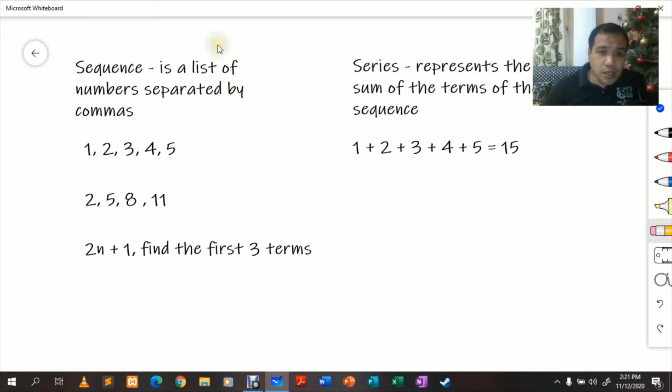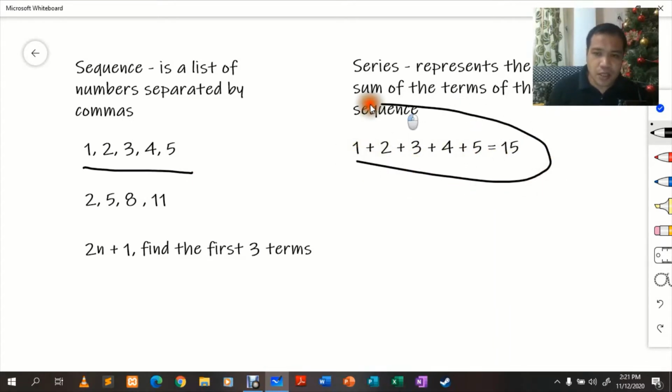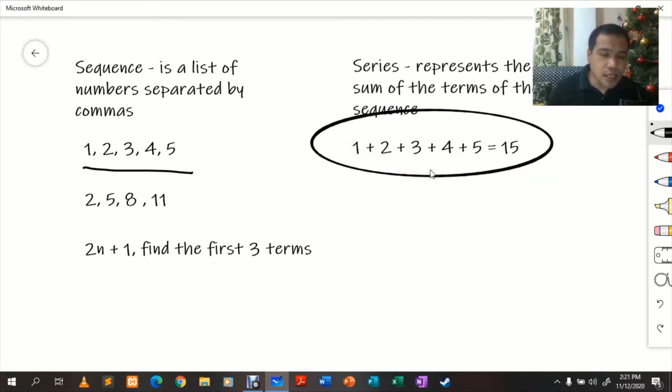So to start, let us define sequence. Sequence is a list of numbers separated by commas. So our example 1, 2, 3, 4, and 5 is an example of a sequence. Now, series represents the sum of the terms of the sequence. Since we have 1, 2, 3, 4, 5 as our sequence, ang series niya is 1 plus 2 plus 3 plus 4 plus 5 equals to 15. So this is the series.